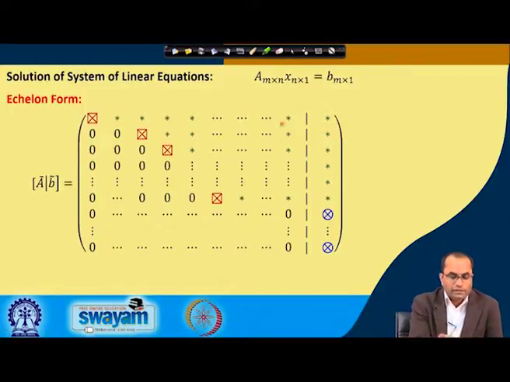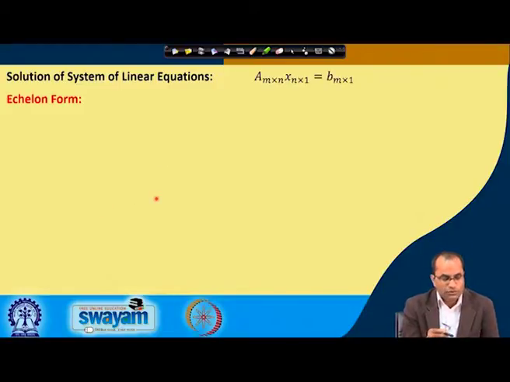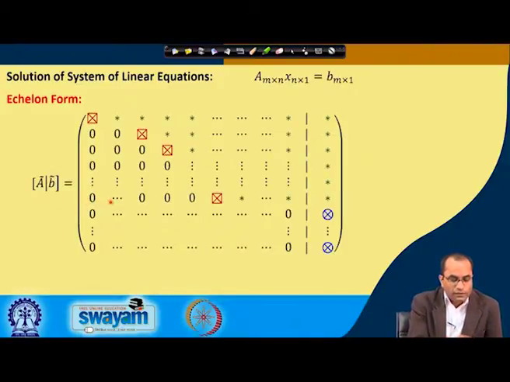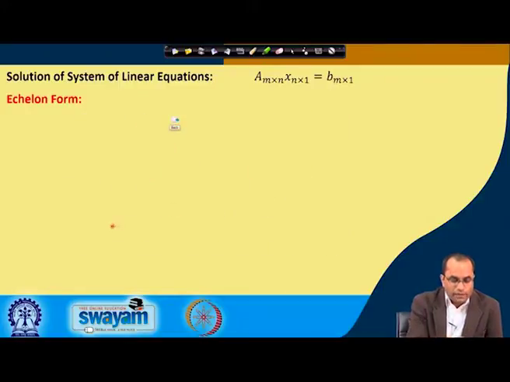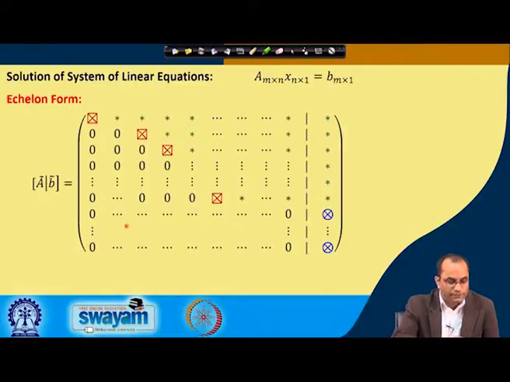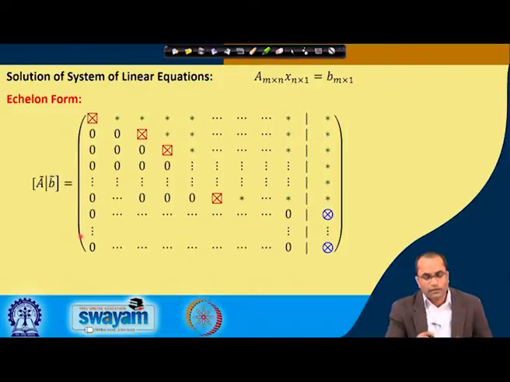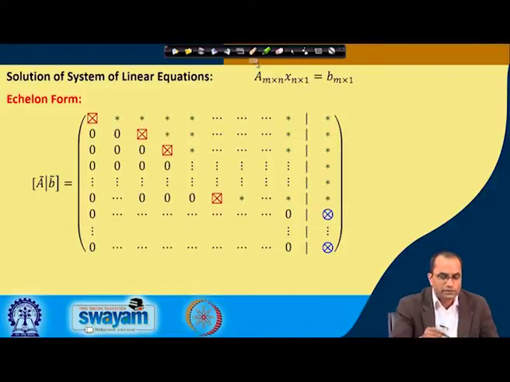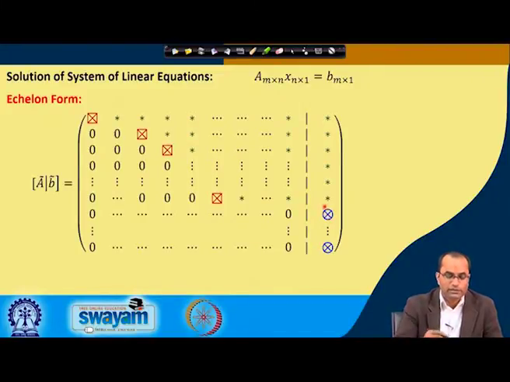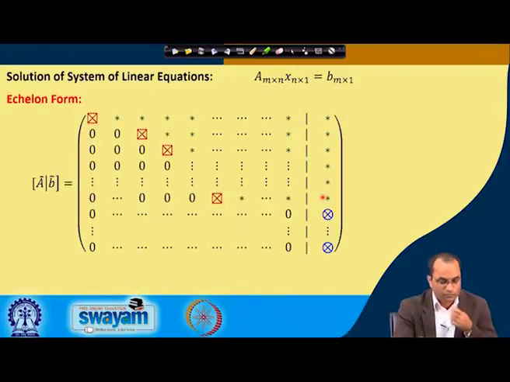The first few rows are the non-zero rows, and the last few rows here are the zero rows. So, all these rows at the bottom are zeros. Here on the right hand side, this symbol means these elements can be 0 or they may not be 0. That is the symbol we are using here just to represent the echelon form in general.